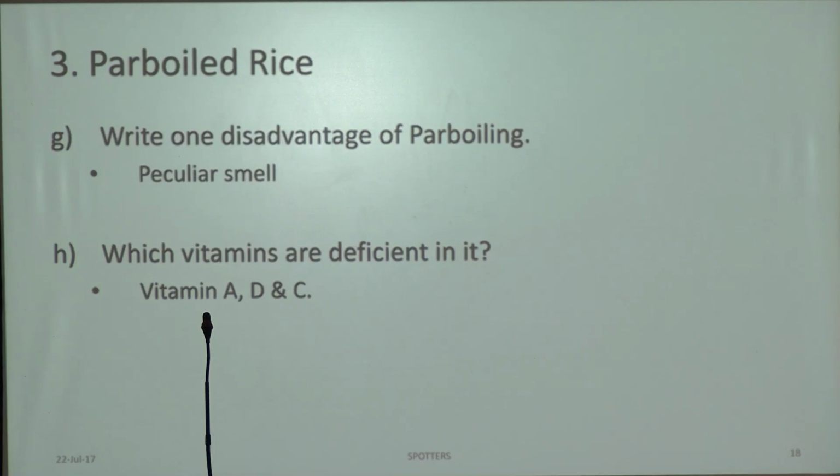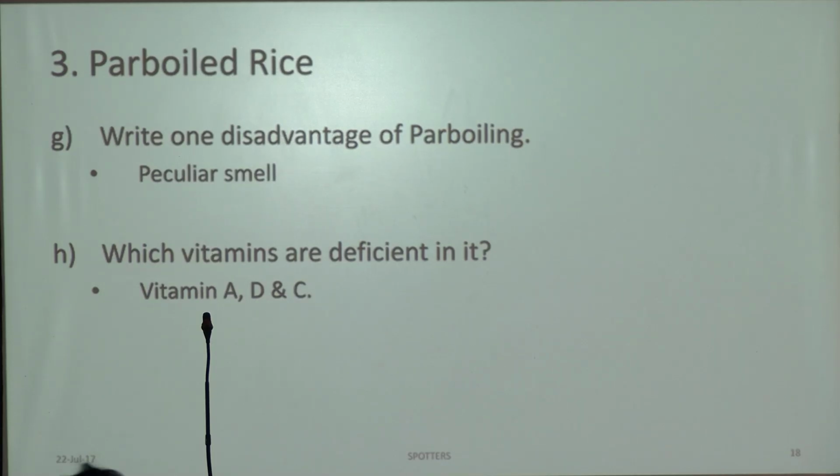This is the question, it is a favorite for examiners. We all know about the advantage of parboiling. What is the disadvantage? If parboiling is that much good, why are we still preferring polished rice? That is the answer. After parboiling, the rice usually gives a very peculiar smell. It cannot be compared with other things. The smell is the reason why people are avoiding parboiled rice.